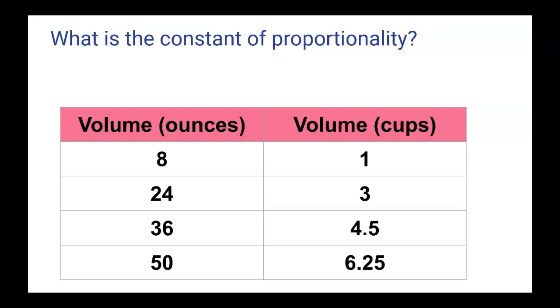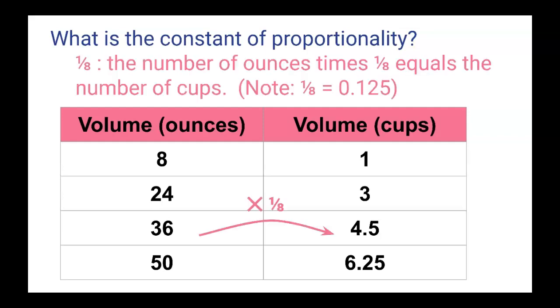All right, I hope that you answered that the constant of proportionality is 1/8, because the number of ounces times 1/8 equals the number of cups. And a note to you, 1/8 is equivalent to 0.125, so that's also an acceptable answer. And to get that, you can just divide the values on the right column by those on the left. So 3 divided by 24 will give you that 0.125 or that 1/8.